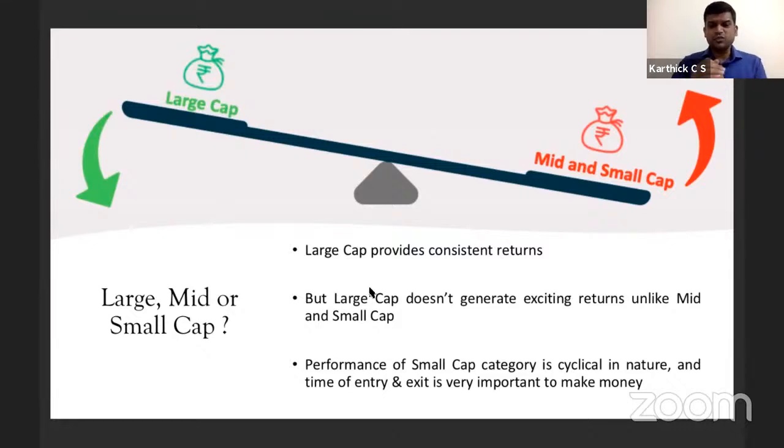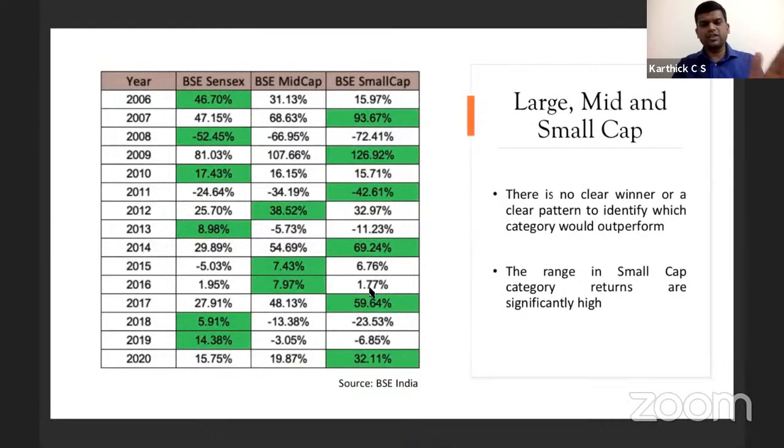But the biggest challenge with small cap is that small caps are not as consistent performers as large cap. They're fairly cyclical in nature, the performance of small cap. So we will look at this with an interesting example of what happened with each of the categories, that is large, mid, and small, over the last, say, 15 years.